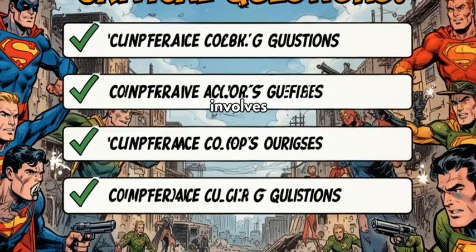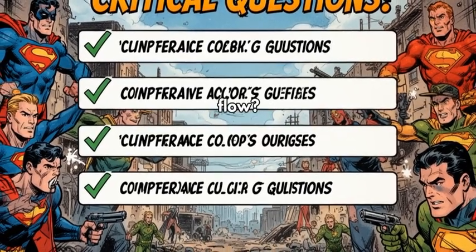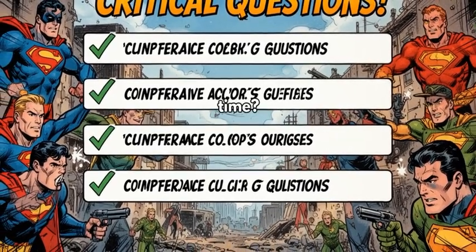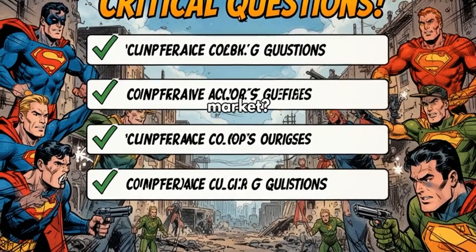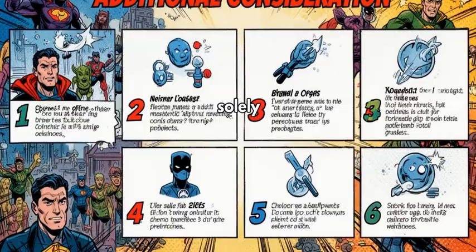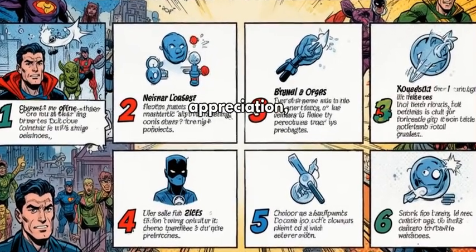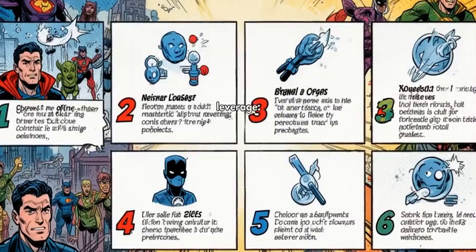The 6th step involves asking yourself some critical questions. Does this property cash flow? Will it appreciate over time? Does it make sense in the current market? Does it align with your risk tolerance? Real estate isn't solely about cash flow. It also includes considerations like loan paydown, appreciation, tax benefits, and long-term leverage.